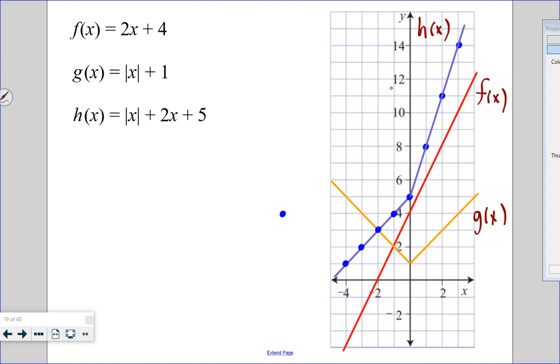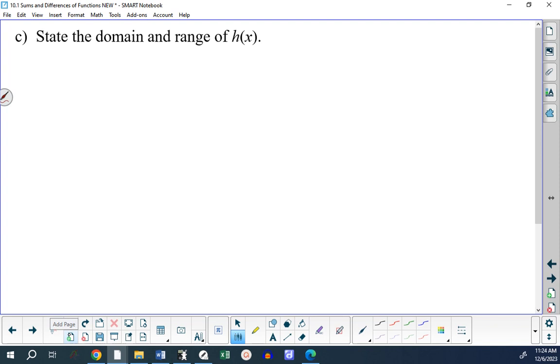All right, let's move on. What is the domain and range of h of x? I believe, on your handout, does it say domain and range? It does, okay. So the domain is x is any real number. You can see that by looking at the graph. The range is y is any real number. I don't care about the range.